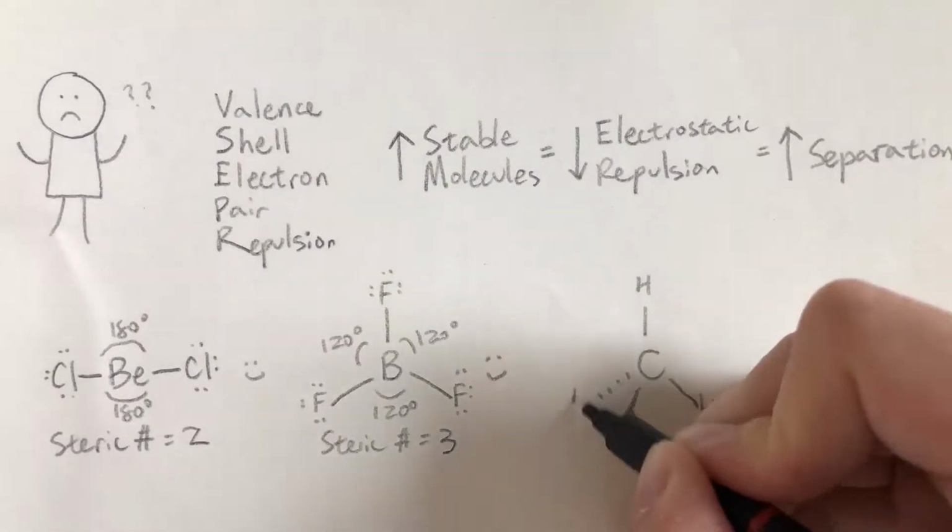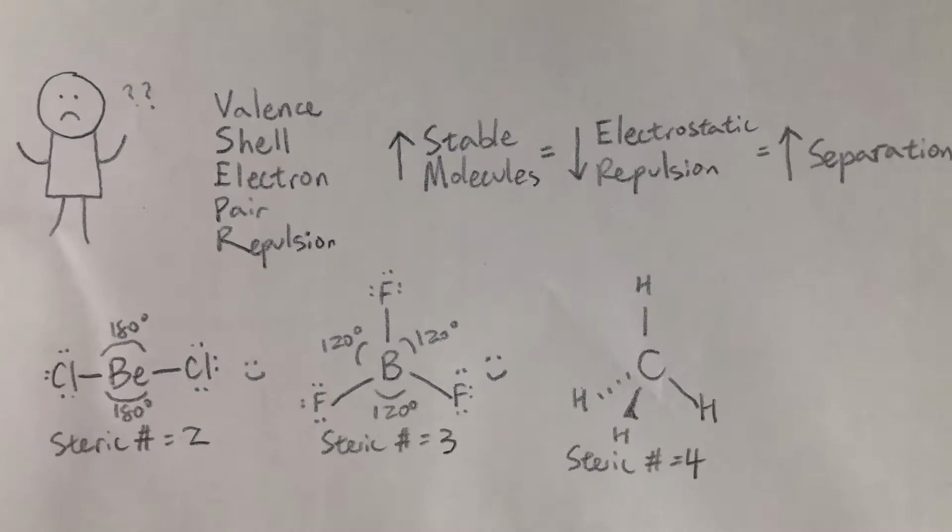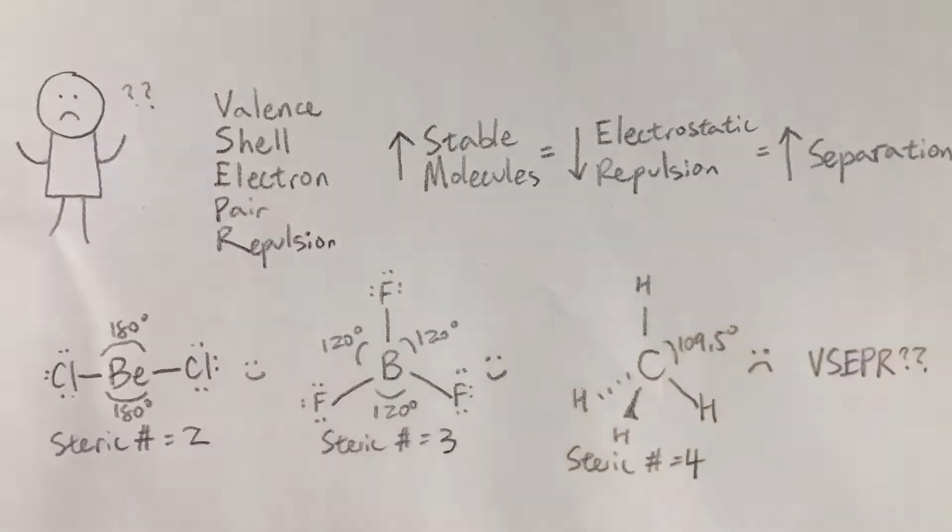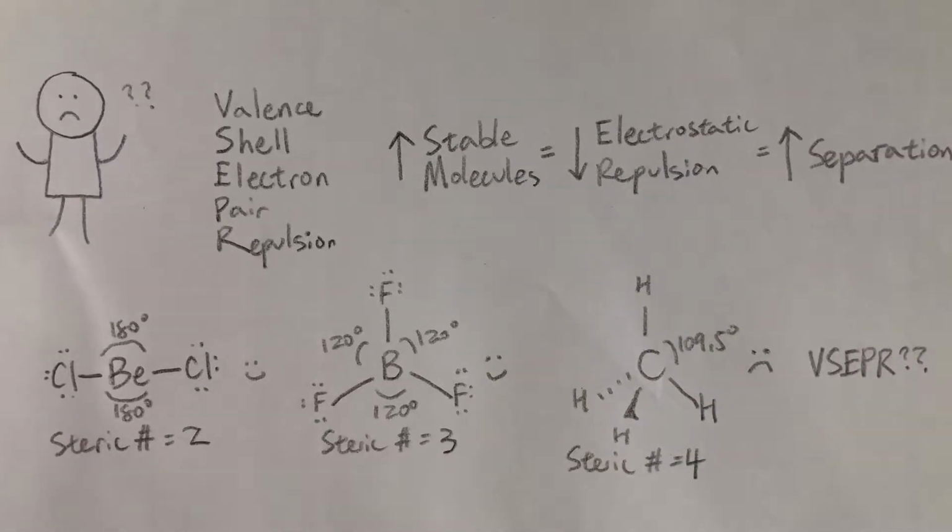But molecules like methane with a steric number of 4 have bond angles of 109.5 degrees, which feels very odd and awkward. So in this video, I will attempt to show why bond angles in a molecule such as methane, with 4 identical groups bonded to a central atom, is predicted by VSEPR theory as 109.5 degrees.